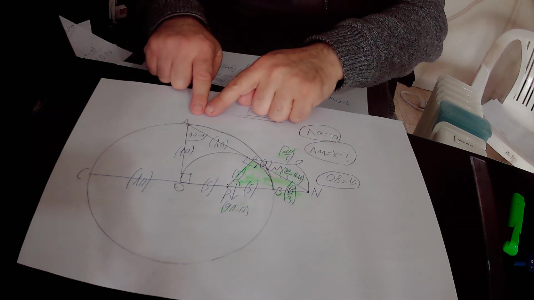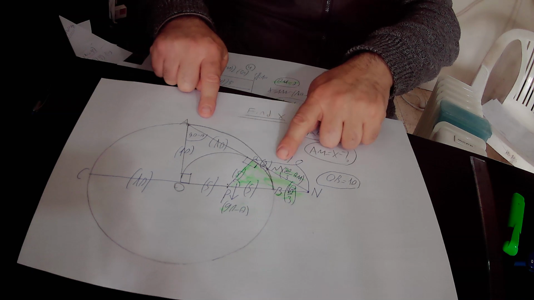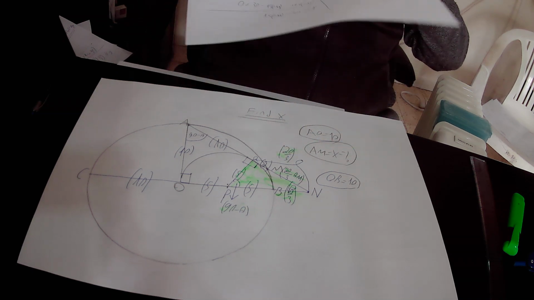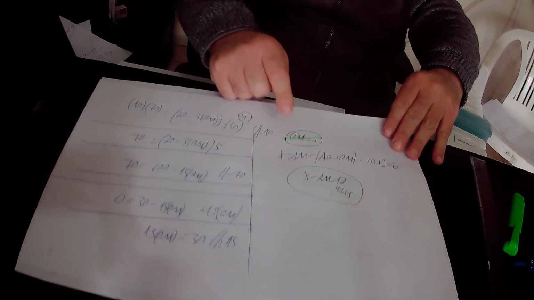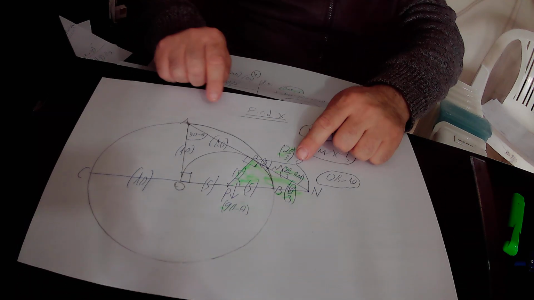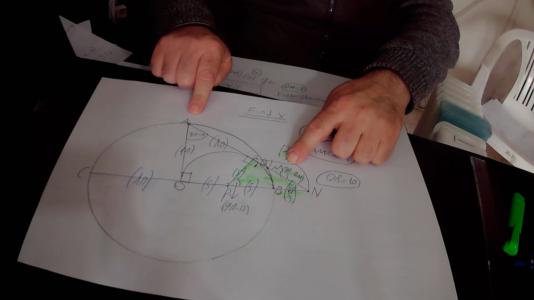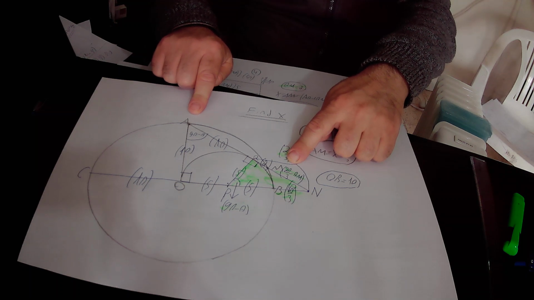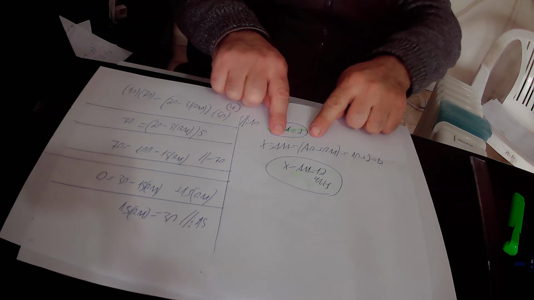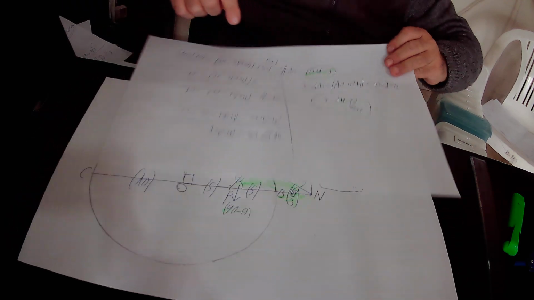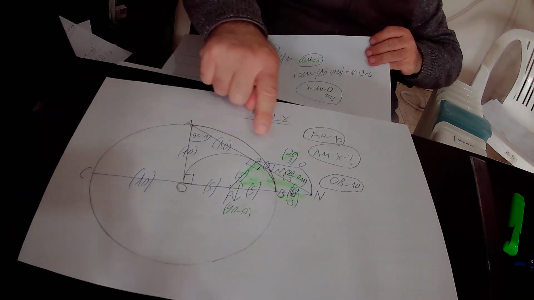Our mission is to find the length of this line segment AM, that is equal to x. Repeat again, we have to find the length of line segment AM, that is equal to x. From the drawing, it's very easy to see that AM equals AQ plus QM. AQ is 10 and QM is 2.